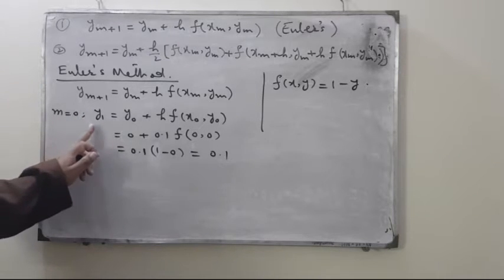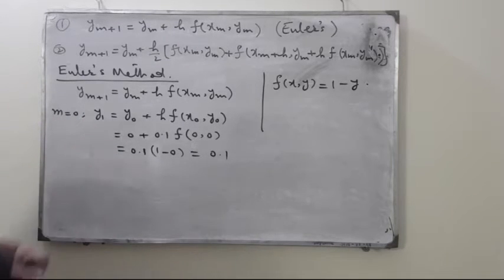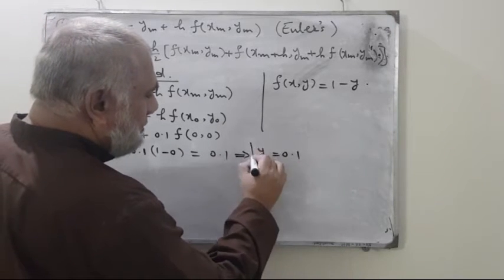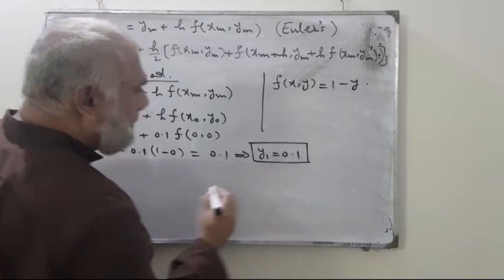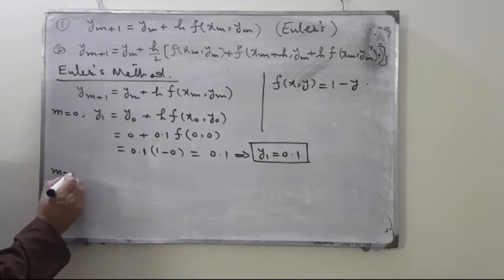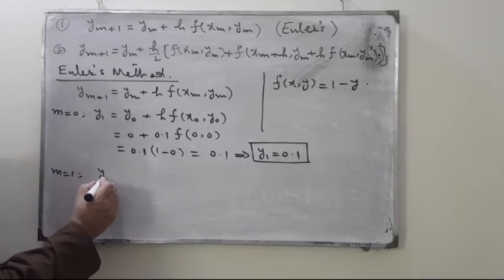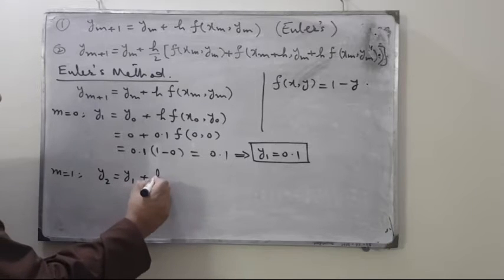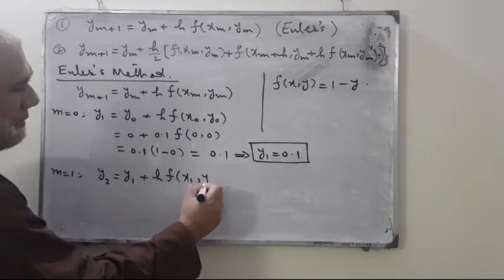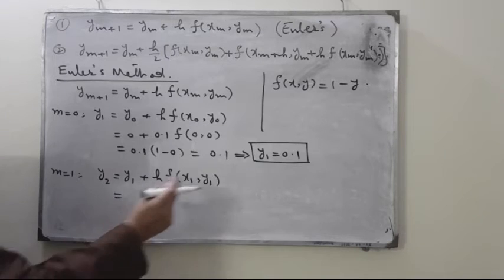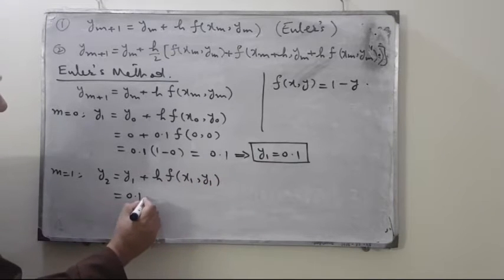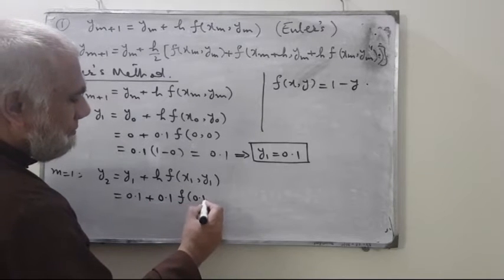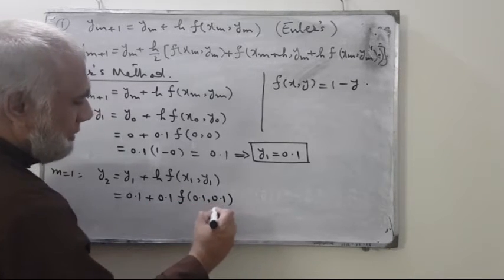So corresponding to the first unknown, we get y1 is equal to 0.1. This is your first unknown. On taking m equals to 1, the change will be m2 on the left side, y1 plus h times f of x1, y1. y1 is what we have just calculated, 0.1, plus h is the same, f of x1 is 0.1, and y1 is 0.1.